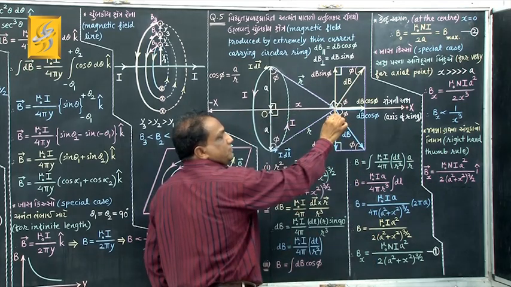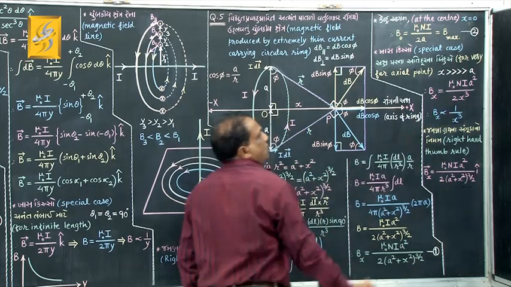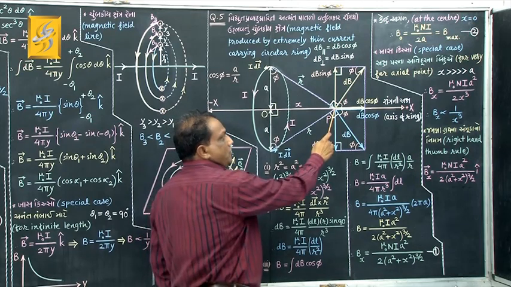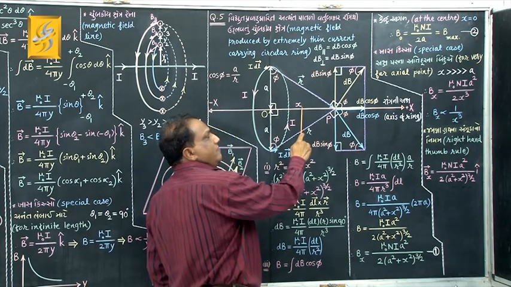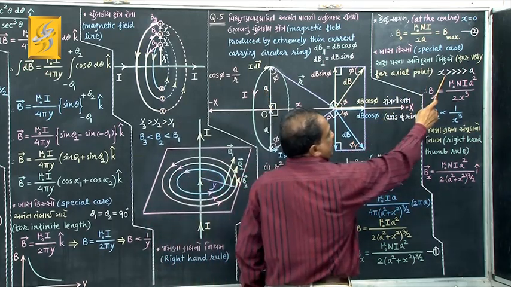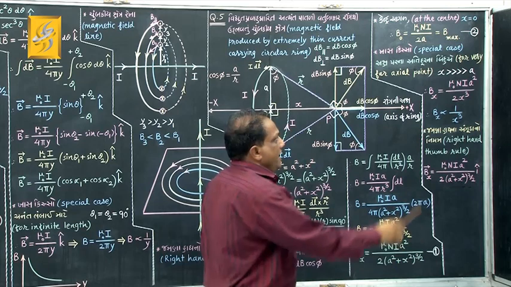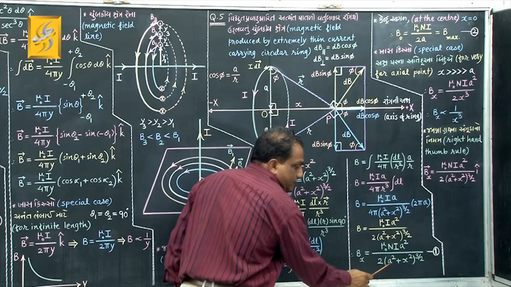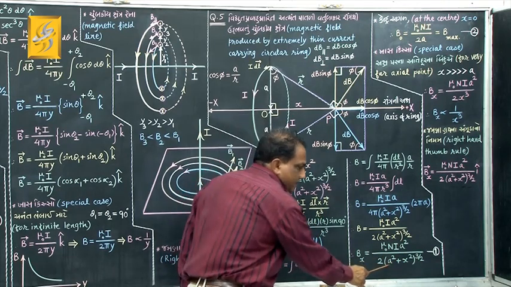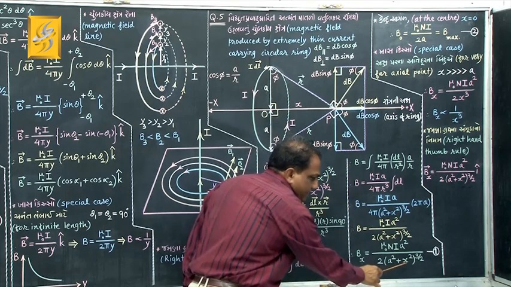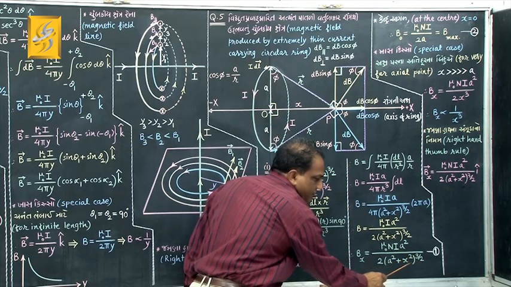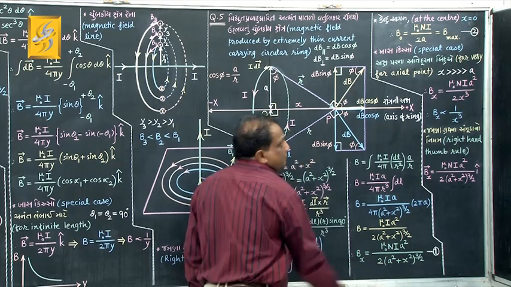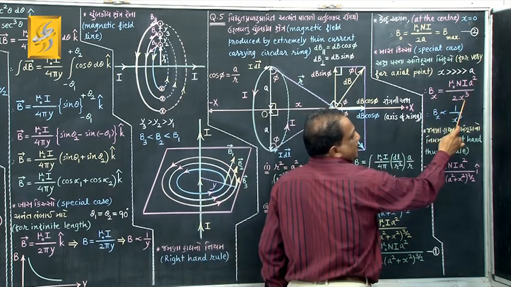Suppose this point of observation is taken very far on the axis, very far from the center of the ring. If you consider this point very far on the axis, then x is very much greater than a. If it is so, x square will be further very much greater than a square. Then a square will be negligibly small, and if you neglect it in the addition, then left is x square whole raised to 3 by 2, the 2 will cancel, giving you x cube. So the final formula in that case is μ0 N I a square upon 2 x cube.